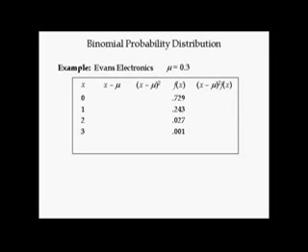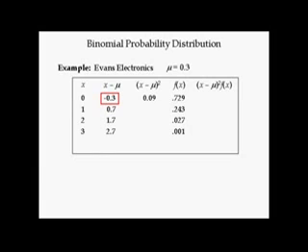With a mean equal to 0.3, we subtract it from 0 to get the first deviation from the mean, which is negative 0.3. We subtract 0.3 from 1 to get the second deviation from the mean, which is 0.7. We subtract 0.3 from 2 to get the third deviation from the mean, which is 1.7. We subtract 0.3 from 3 to get the fourth deviation from the mean, which is 2.7.